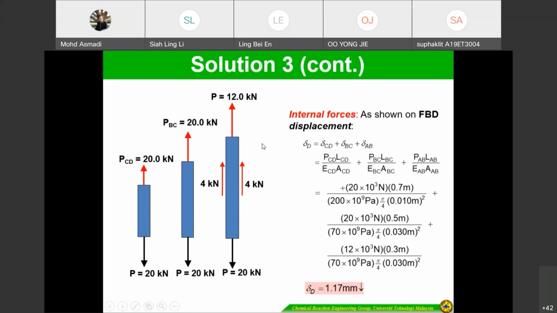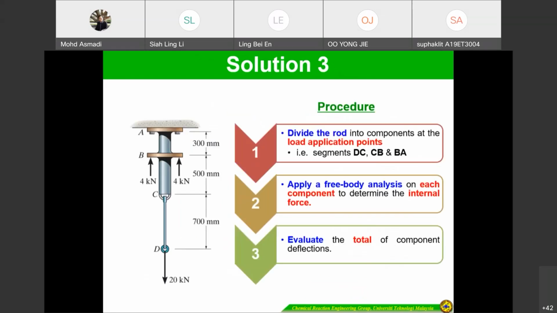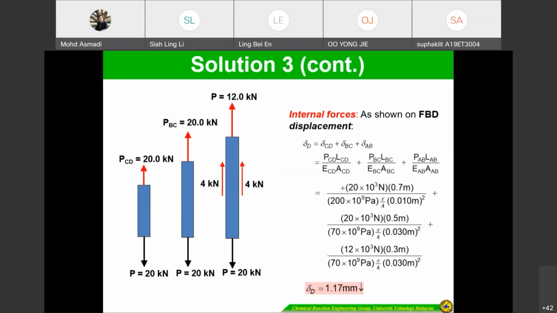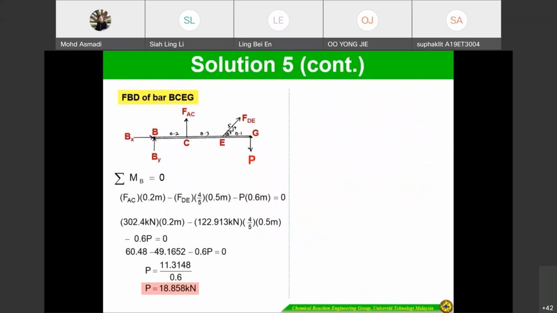Tension means it is going to stretch, because this one you pull and this one also pull. The length is going to increase by around 1.17 millimeters. So it's going to stretch. So don't forget the free body diagram.